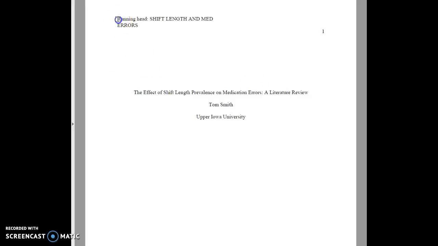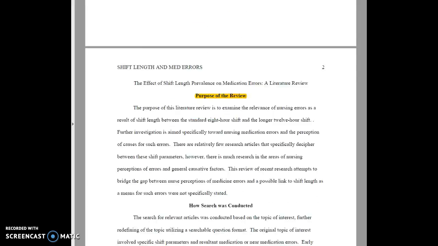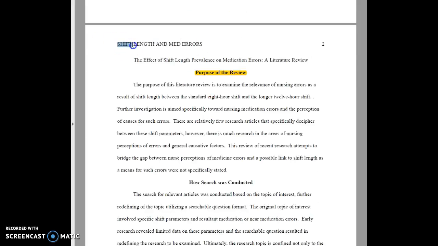Notice that there's the running head listed here. Notice that there's the page number. Your title page is always your first page, and then there is the name of the paper, the author's name, and then Upper Iowa University. Then on subsequent pages you will see the running head without the words running head, and again page numbers.